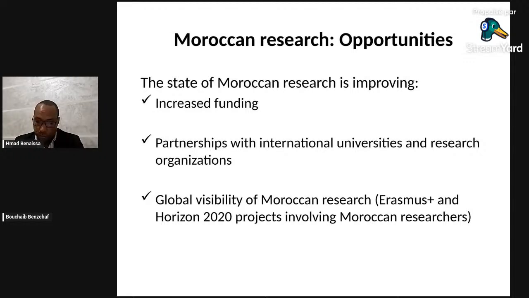For example, our own university is involved now in a partnership with different universities: Ukraine, Germany, Turkey, the US. We are doing research projects together, and we are also involved in online teaching with our partners in these countries. So Moroccan researchers are being increasingly connected to global research trends. This, in fact, increases visibility of Moroccan research.